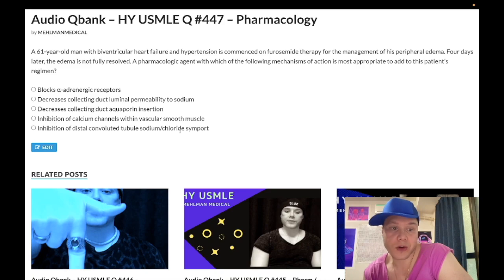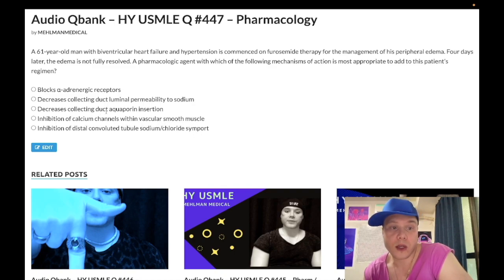Let's just look at the other answer choices. Choice E, inhibition of distal convoluted tubule sodium chloride symport. Wrong answer. This is thiazides. We're not going to add one, as I just said. Choice D, inhibition of calcium channels within vascular smooth muscle. Wrong answer. This could refer to dihydropyridine calcium channel blockers, i.e. nifedipine and amlodipine. These can actually cause peripheral edema. Okay, these can cause peripheral edema, fluid retention. High yield for failure medicine for 2CK.